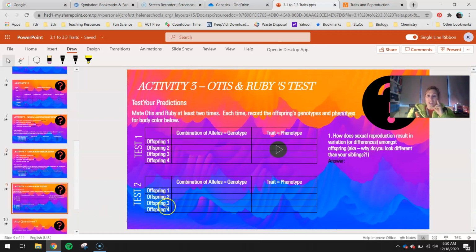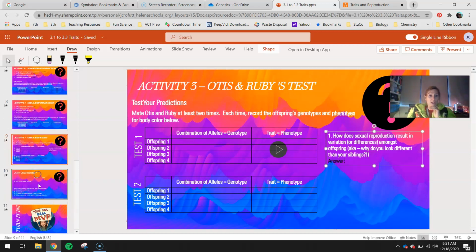Okay, you're going to want to test it twice. So you guys would actually go make Otis and Ruby. You would test it once and you would tell me, all right, what are the offspring's genotypes and what are their phenotypes? Reset it, do it again, and then tell me what are the offspring's genotypes and the offspring's phenotypes, and then answer this question right here.